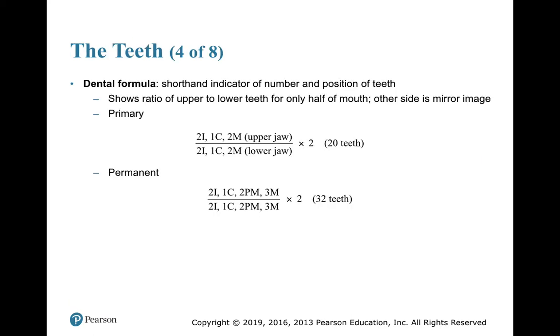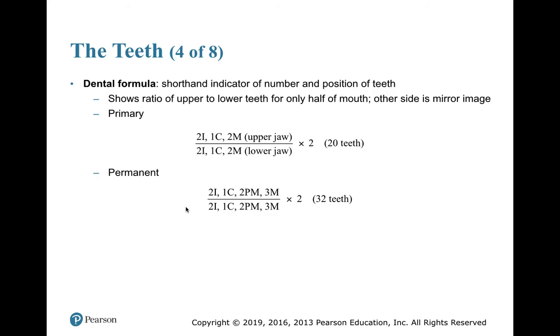So that dental formula, which is a shorthand for indicating the number and position of teeth, shows the ratio of upper to lower teeth for only one half of the mouth. The other side is the mirror image. So in the primary teeth, we would have 2 incisors, 1 canine, and 2 molars in the upper jaw. And on the lower jaw, you would have 2 incisors, 1 canine, 2 molars, and that would give you 5 here, so 10. You get that on both sides. You get 20 teeth.